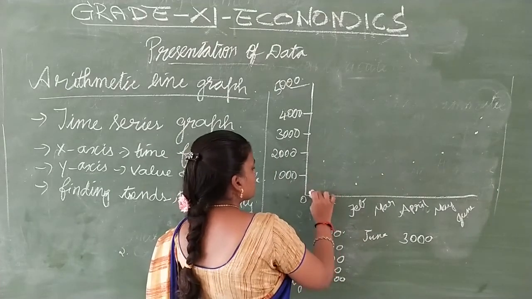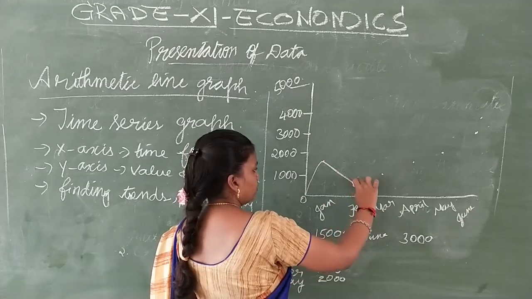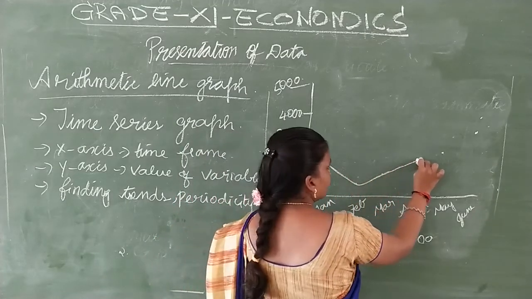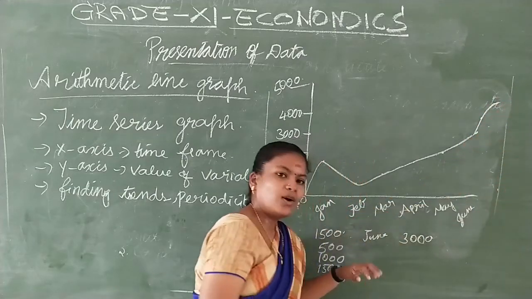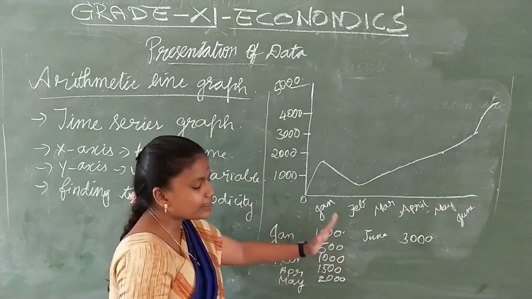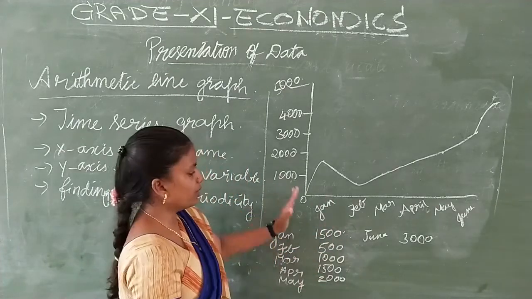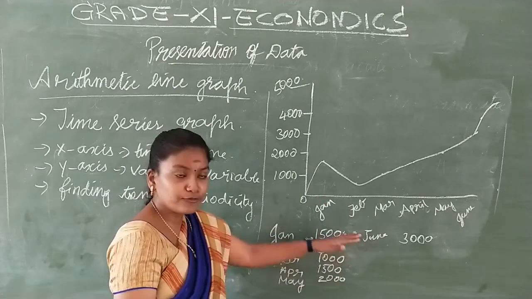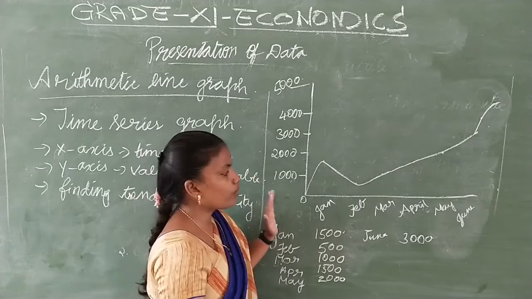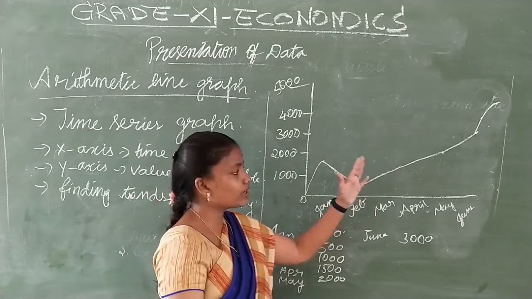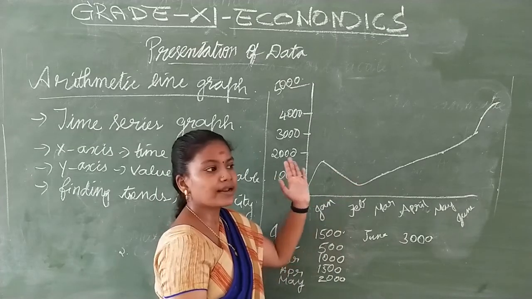So what are we going to do? We're going to start from this and just join the points. What is it called? The arithmetic line graph. That's very simple. You're just going to mark the time frame in the x-axis, the value of the variable in the y-axis, and then connect the points. You get an arithmetic line graph.